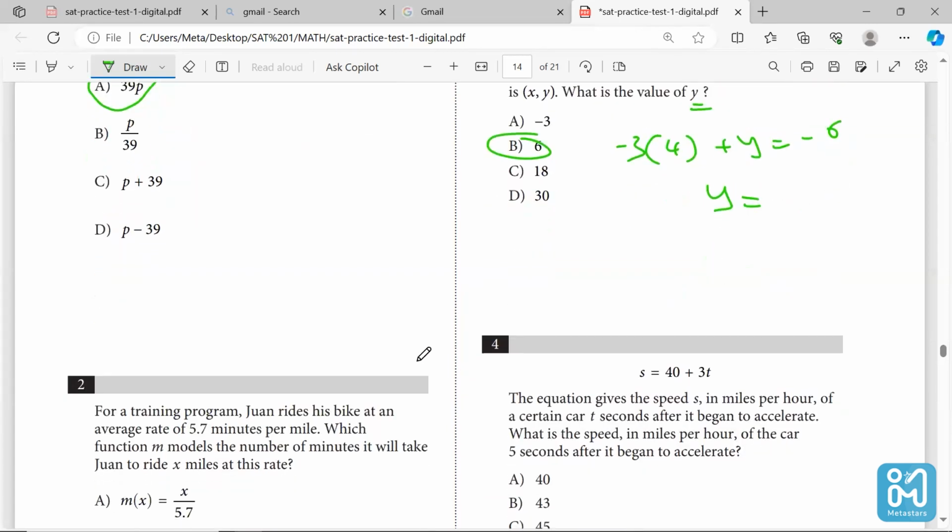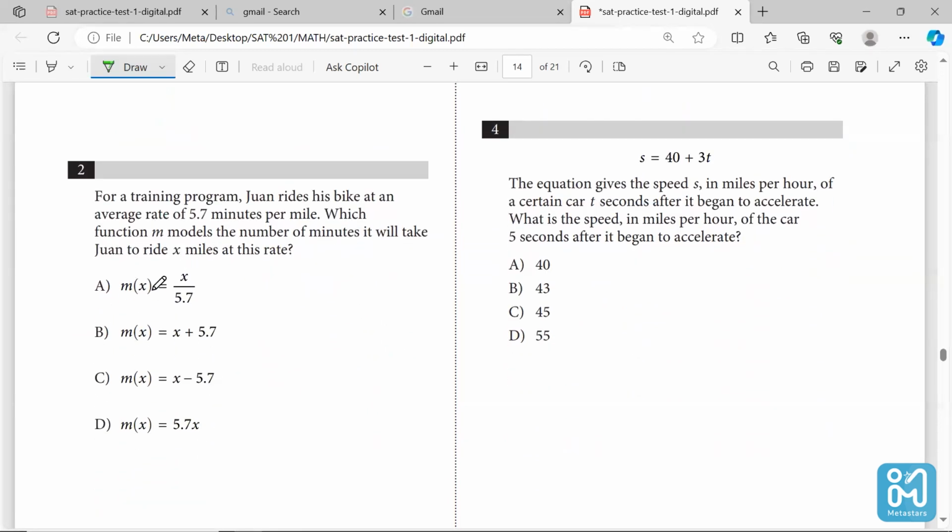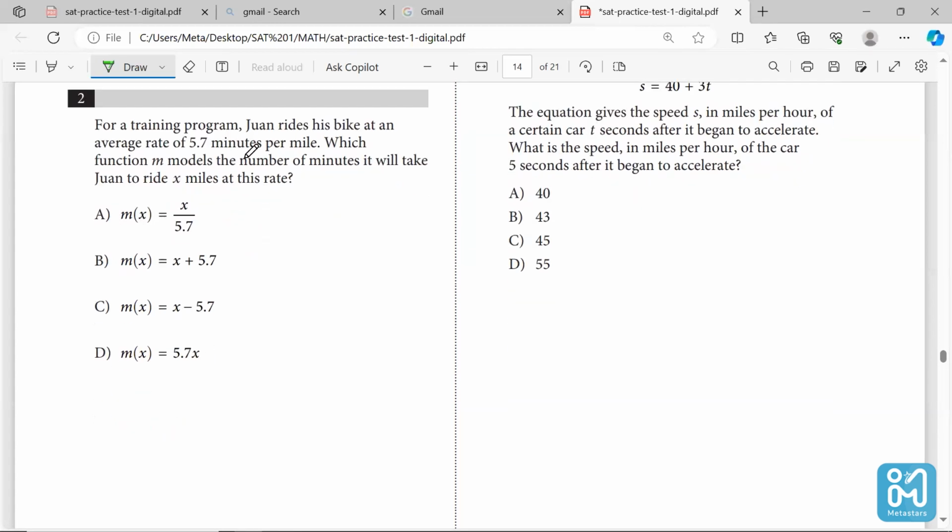Okay, good. Let's talk about question 2. For a training program, somebody rides his bike at an average rate of 5.7 minutes per mile. Which function models the number of minutes it will take to ride X miles at this rate? Now, in 1 mile, you're going to take 5.7. Okay. Now, I have X miles at this rate. Cross multiply, so M equals 5.7X, and that's it.